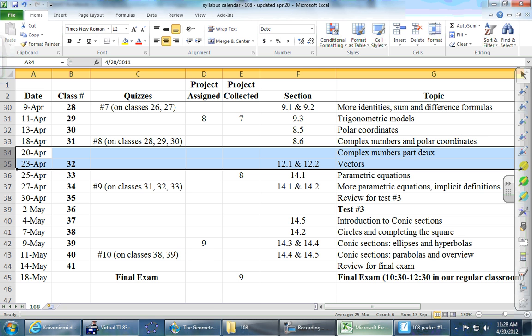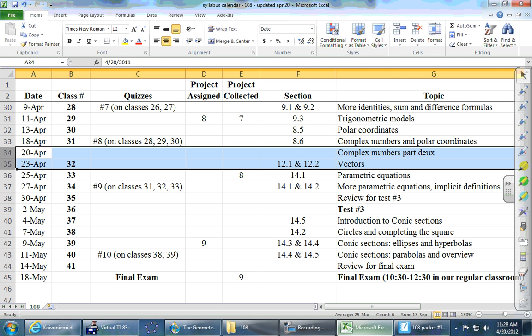Okay, so I have updated the calendar. I can reprint it if people want it reprinted. I just moved stuff down a day because we decided to take a little more time to do complex numbers. So we're going to start vectors, but we're not going to finish them today. The homework for tonight is the complex numbers homework. Nothing is due now, but it's due Monday.